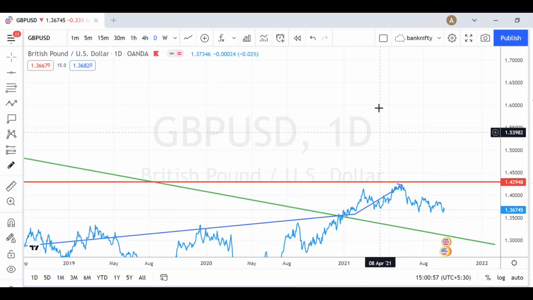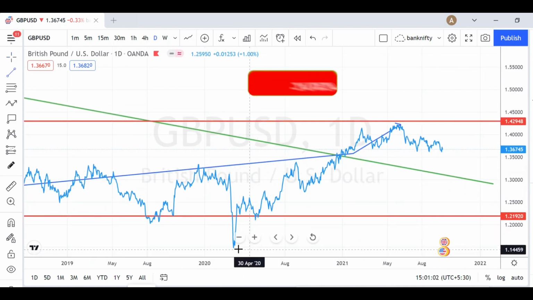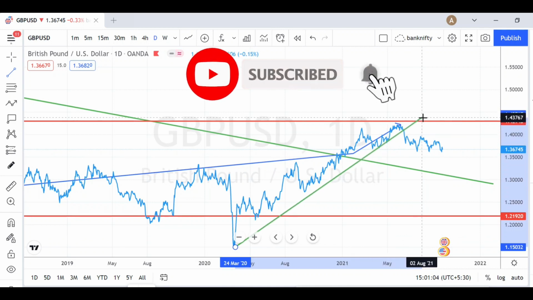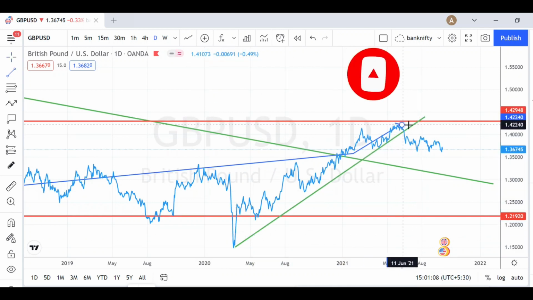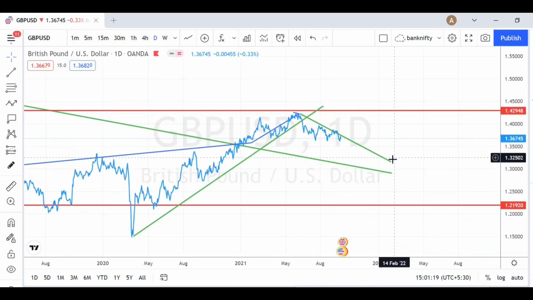So I'm on the daily chart now. You can see it has made a very nice uptrend movement. Then from here again downtrend has started. So it didn't have enough power to break this resistance here and is trying to retrace here.